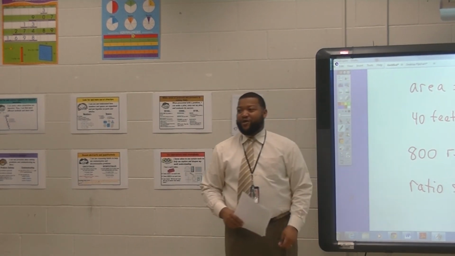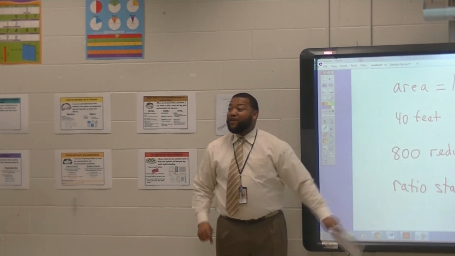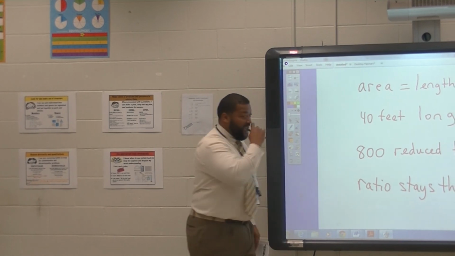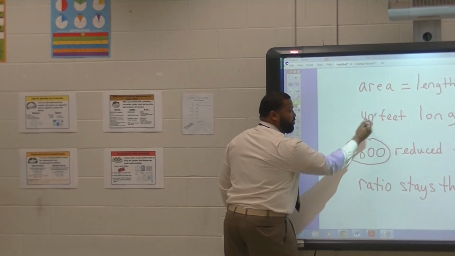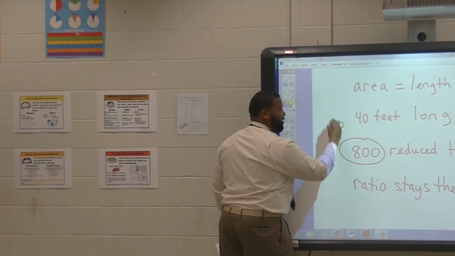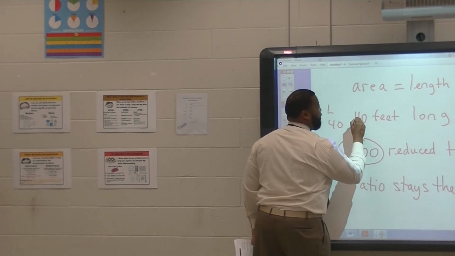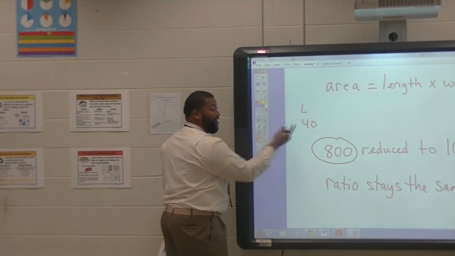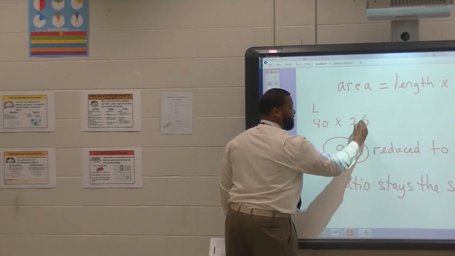Area is length times width, okay? The original is 40 feet long, okay? And it was how much? 800. So if the original was 40 feet, that was the length. Y'all need to be ready. What do I multiply by 40 to get 800? 20. So that means it was 40 by how much? 20.